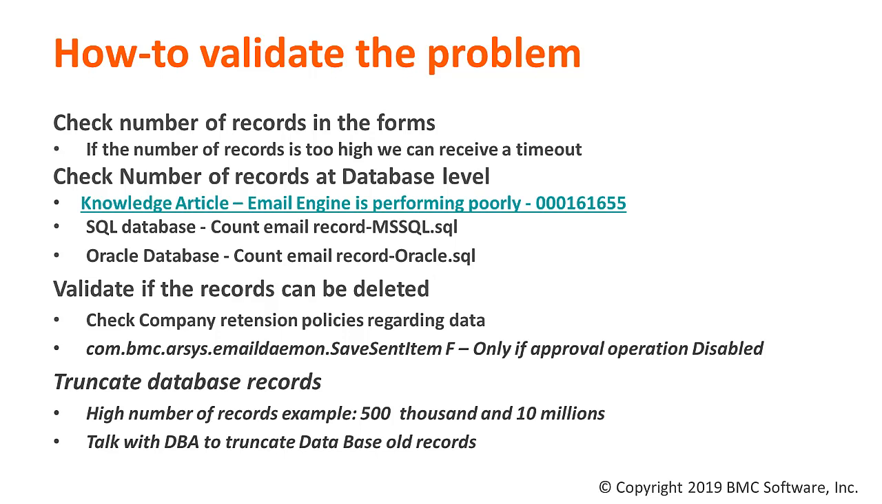To find out how many records we currently have in email engine forms, we don't recommend opening the forms directly, because the large number of records might create a timeout error before returning the value. In this case, you can perform some database queries attached to the article Email Engine is performing slowly. You can find two scripts, one for SQL Server and one for Oracle. Running these will return the number of rows in each of the forms mentioned above.